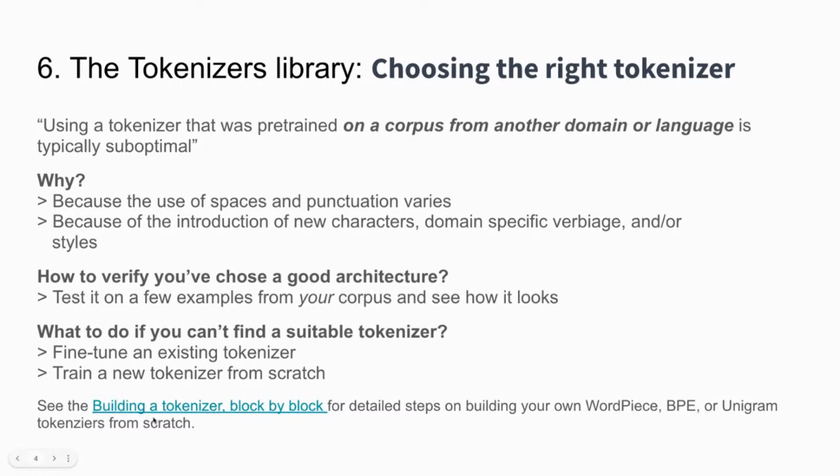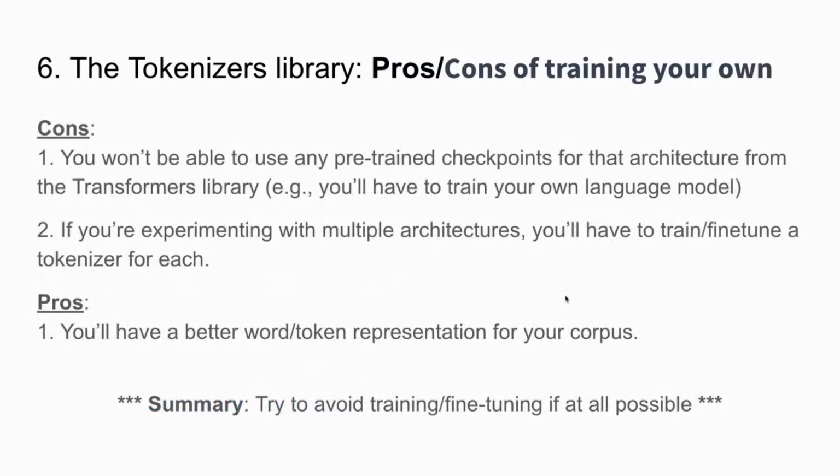And again, in the slides, I linked to the last subsection of section 6. And there's an example of building your own WordPiece, BPE, or Unigram tokenizers. So pros and cons of training your own. If you train your own, remember, you're actually changing the vocabulary, which means that the embeddings that a pre-trained checkpoint will have included in their weights that have been learned won't be available to you. So you're going to have to train your own language model.